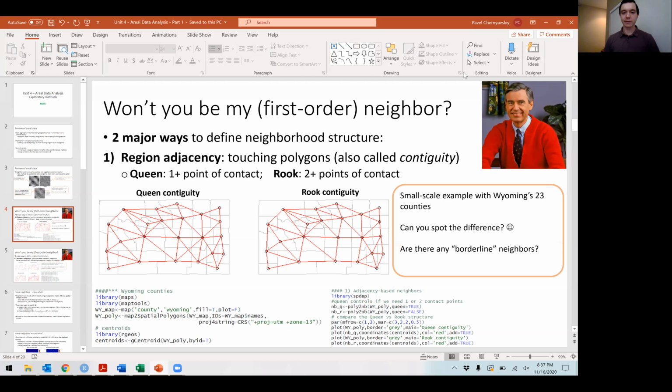Hey everybody, welcome back to Spatial. Anytime we can start with Mr. Rogers on a slide, I will do so.